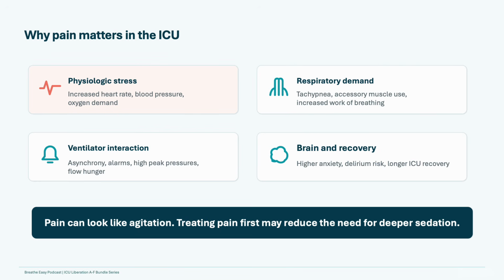So why does pain matter so much in the ICU? Let us follow the ripple effect. First, physiologic stress. Pain spikes heart rate, blood pressure, and oxygen demand. Second, respiratory demand. You will see tachypnea, accessory muscle use, more work of breathing. And third, ventilator interaction: asynchrony, alarms going off, high peak pressures, and that flow hunger look. And fourth, the brain and recovery: more anxiety, higher delirium risk, and a longer road back.